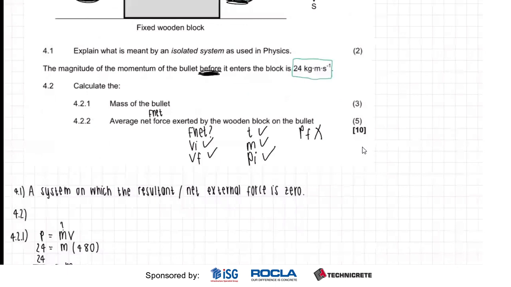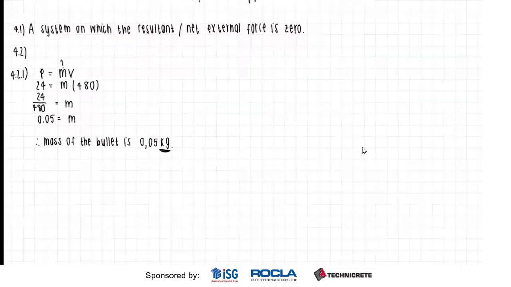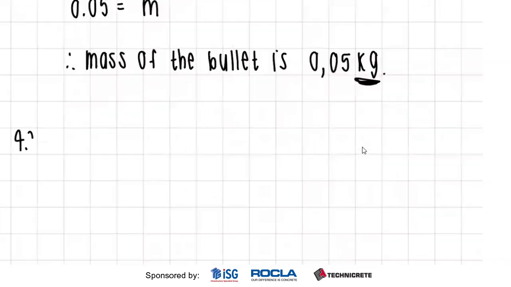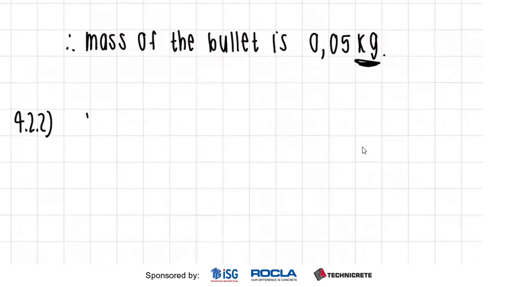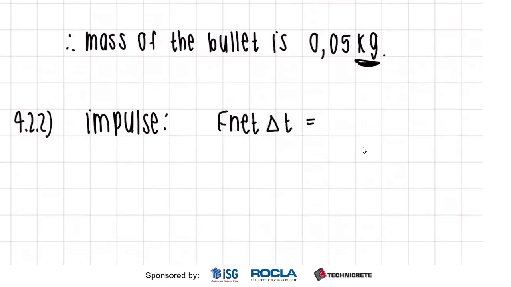So if we're looking for the F net, we've got the time, and we've got the mass, and we've got both of the velocities, then we're going to look at our formula sheet again for any clues. Okay. So you will see that the formula for impulse is F net times change in time is equal to mass times change in velocity.